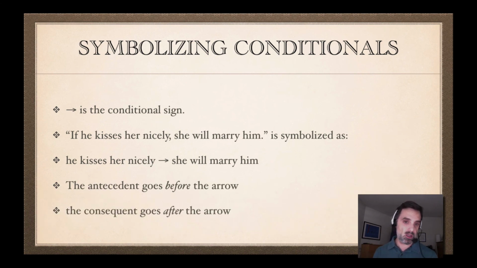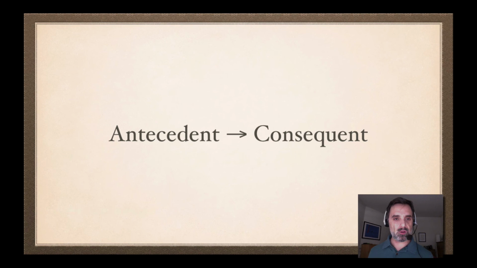So we have this arrow, and the arrow is a different way of saying if-then. It basically goes where the then would go if there was a then. It goes between the antecedent and the consequent. So that's, I think, pretty straightforward. What we have is antecedent before consequent, and that's actually a way to help you remember which is the antecedent and which is the consequent. In the symbolic language, the antecedent comes before the consequent. The antecedent comes before the arrow, the consequent comes after the arrow.